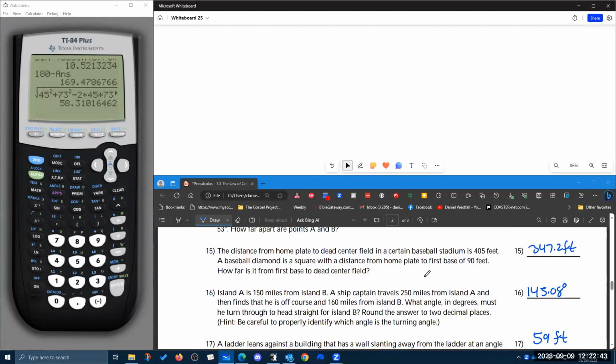This next one is about baseball. We have a line that goes from home plate to dead center field. We're going to have another line here that's going to go to first base, and we want to know this distance from first base to dead center. These sides are 90 here, this line is going to bisect this 90-degree angle, which means that this angle over here is 45 degrees.